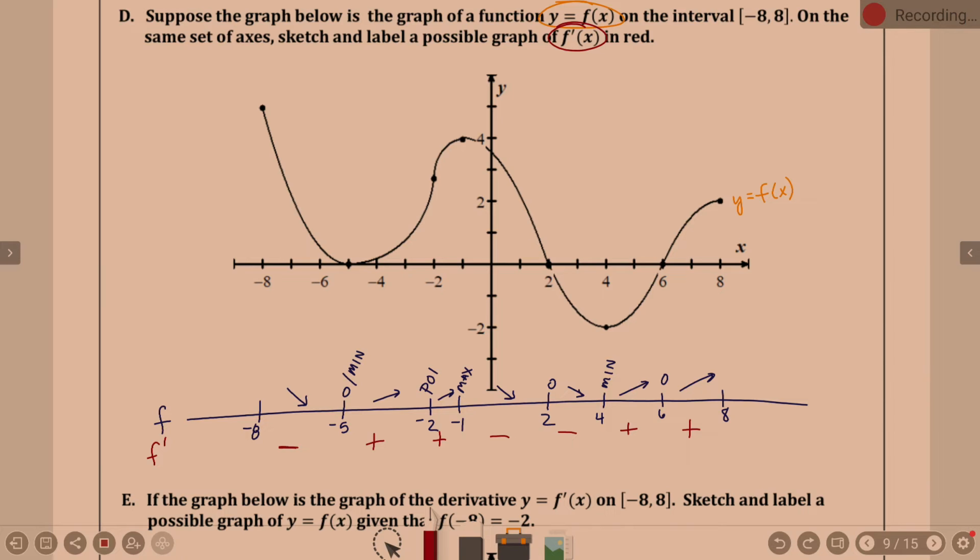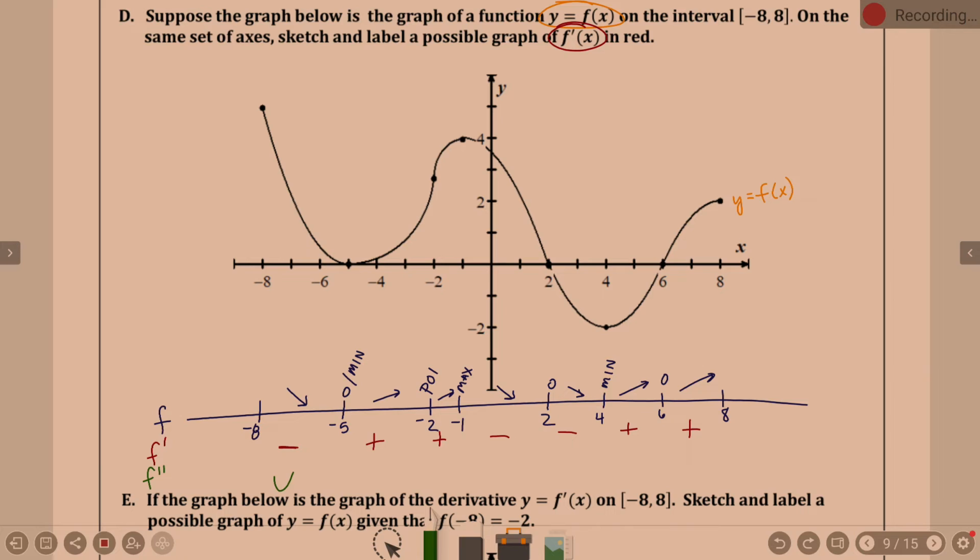We can also talk about concavity a little bit, because concavity will help here. So let's go through and talk concavity, and then we'll talk about what that means for the first derivative. From negative 8 to negative 5, what is my graph in terms of concavity? That's concave up, yes?